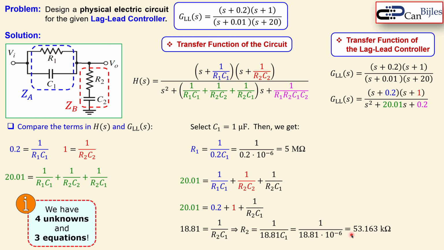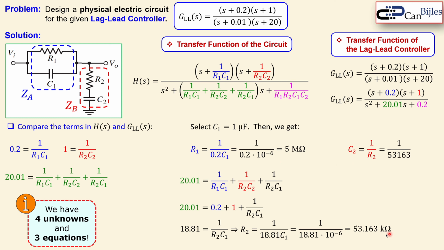And that will give us 53.163 kilo ohms. So that's the resistor value for R2. Now, since we know R2, we can now use this red equation. Moving on, we can say C2 is equal to 1 over R2. That's the easy equation here.